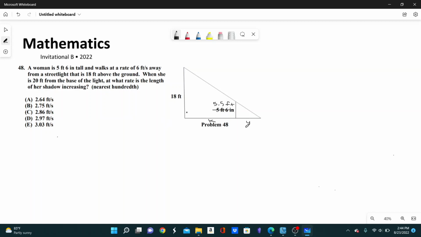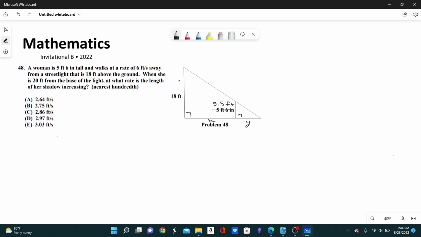And we actually have two similar triangles here. We have this big triangle with height 18, and over here the base would be X plus Y. And then this smaller triangle with height of 5.5 and a base of Y. And so I can actually set up a proportion using these similar triangles.